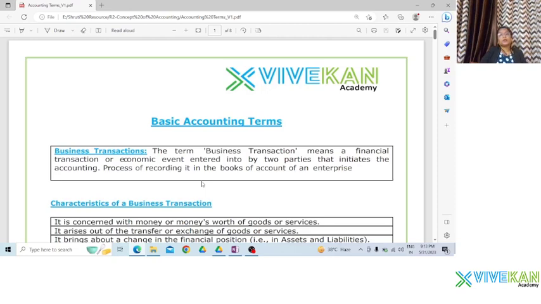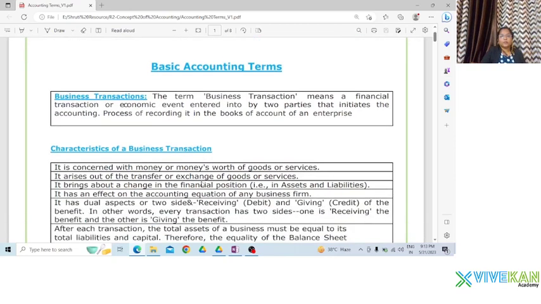In this session, we'll be familiarizing ourselves with some technical terms, because accounting is a little technical. It's a language wherein you have to know the terms and be familiar with them, so that you can understand the language and implement it accordingly. So let's begin with the basics of accounting. First is the business transaction.